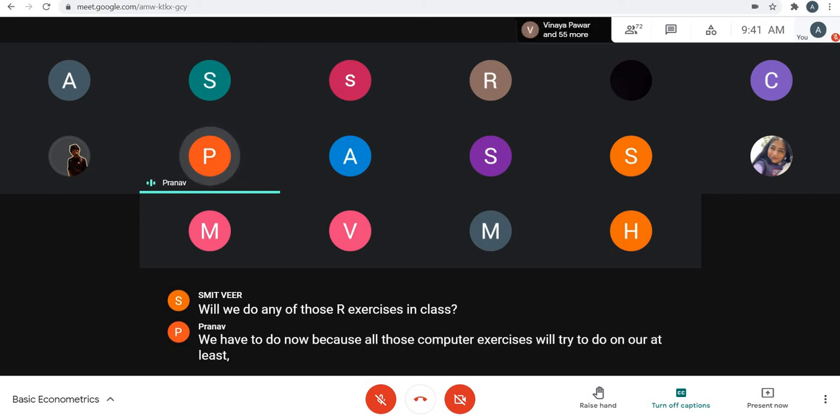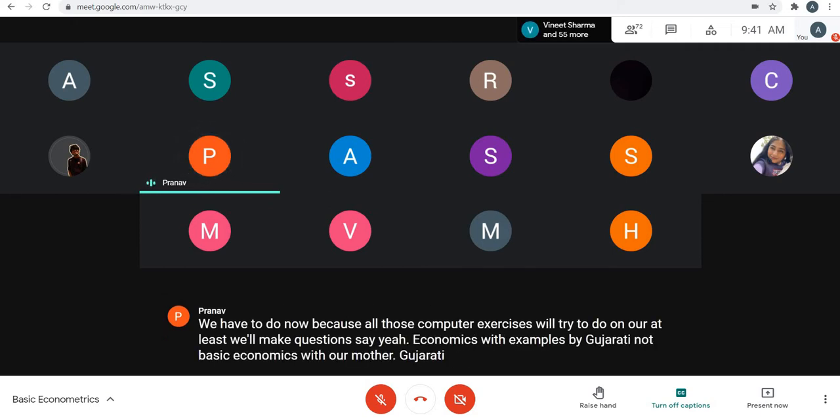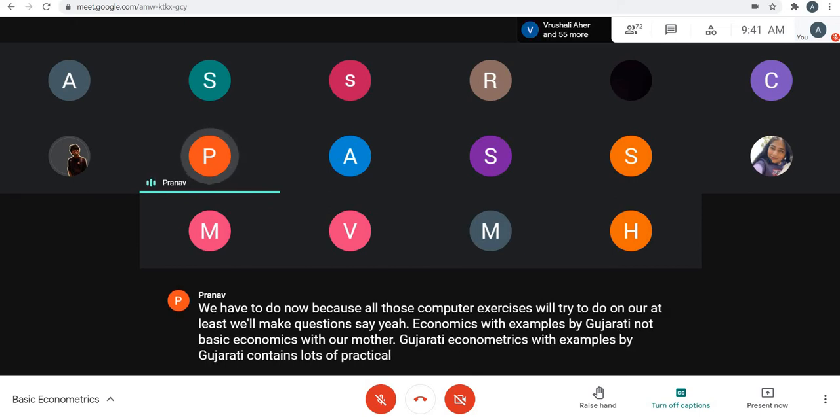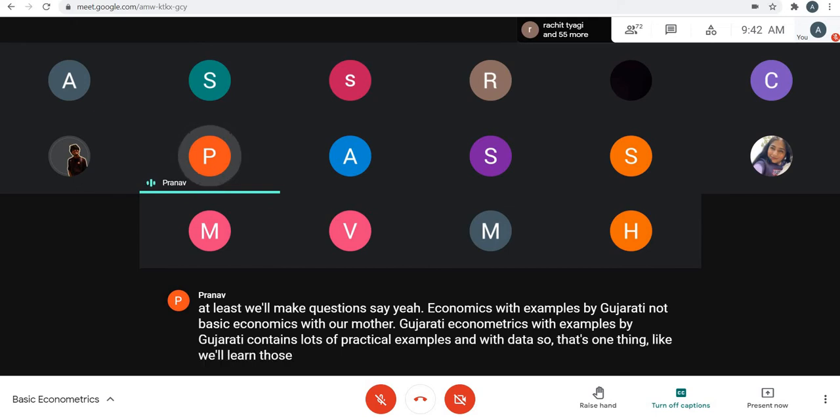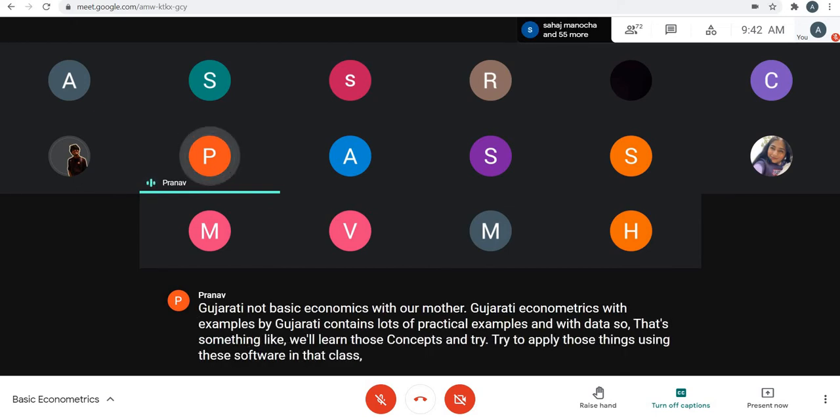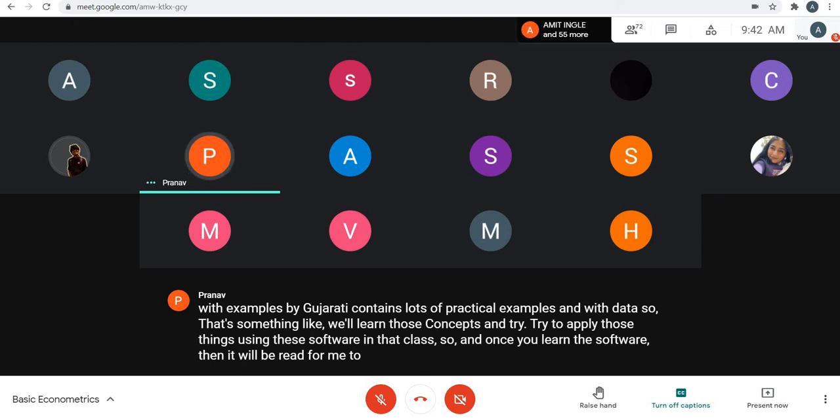At least Wooldridge's questions, and Econometrics with Examples by Gujarati, not Basic Econometrics by Damodar Gujarati. Econometrics with Examples by Gujarati contains lots of practical examples and with data. So that's what I'm saying: we'll learn those theoretical concepts and try to apply those things using this software in our class. And once you learn the software, then it will be really easy for me to take the course at a much faster pace.